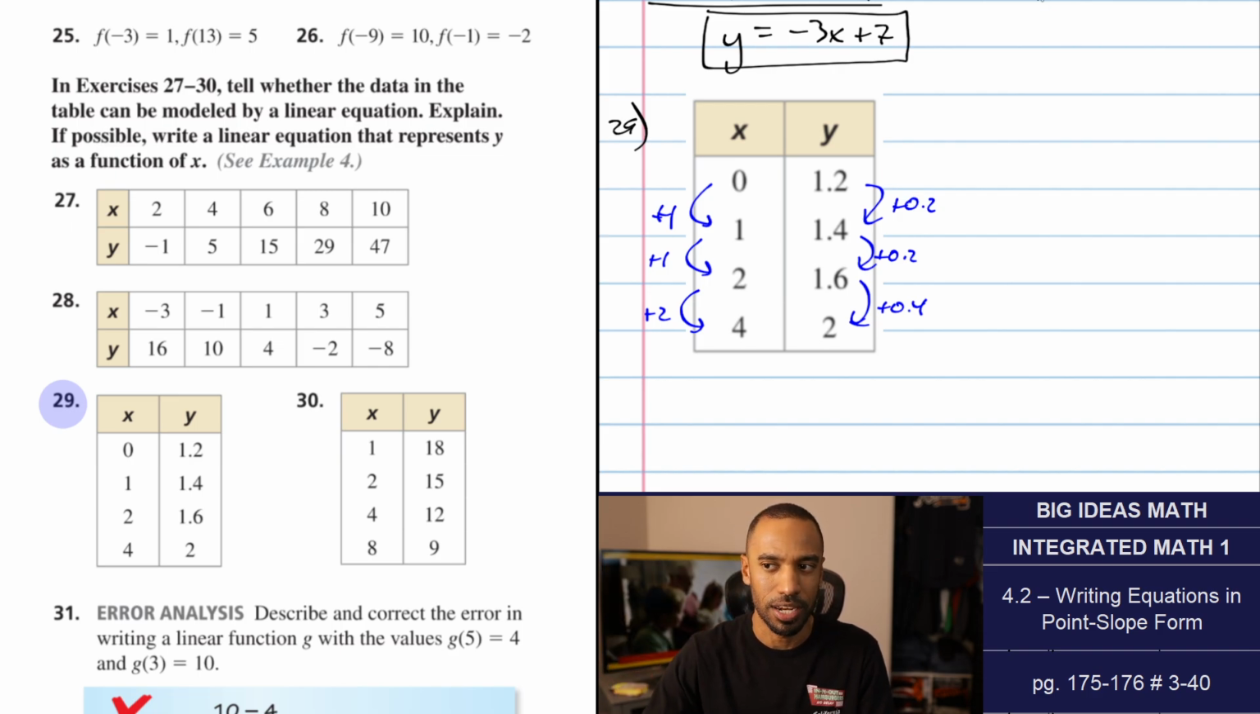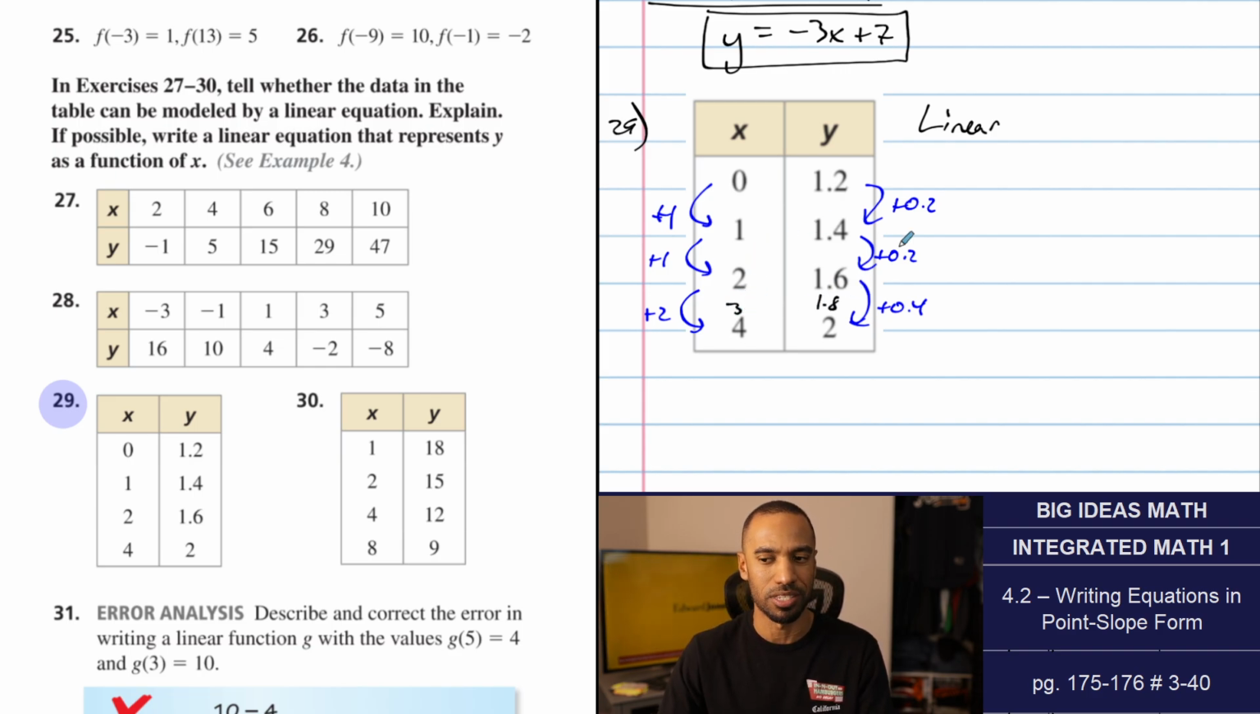So this is linear, as if to state that the missing value here, 3 and 1.8, should also exist. You know what I mean? So that would also be there.